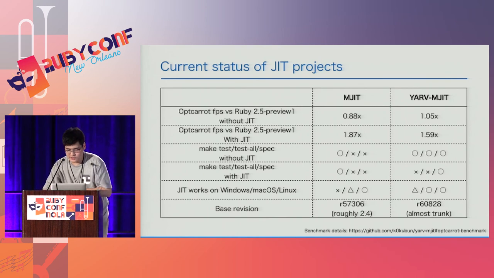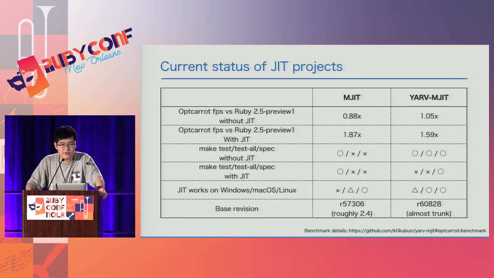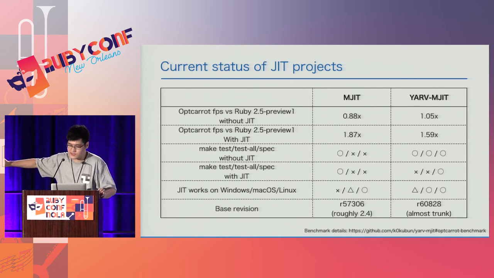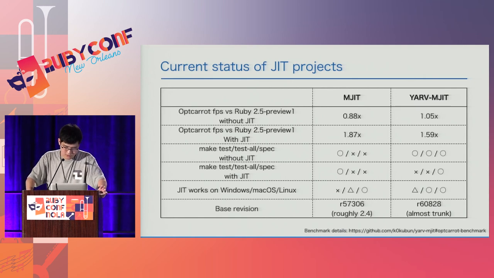So this is the current status of those JIT projects. MJIT is not slower than Ruby 2.0, but it's actually slower than current Ruby trunk. But YARV MJIT does not modify the VM, so it's not slower. And because YARV MJIT does not modify VM instructions, it passes all the tests in Ruby core without JIT. But MJIT replaces instructions, and it fails with the current test-all and ruby/spec. So I think YARV MJIT is much safer.